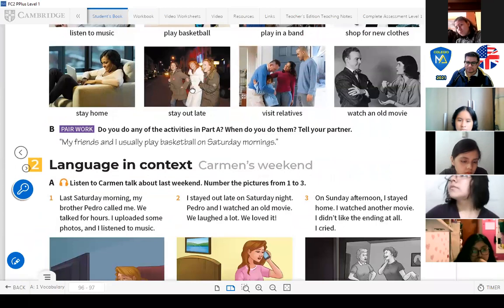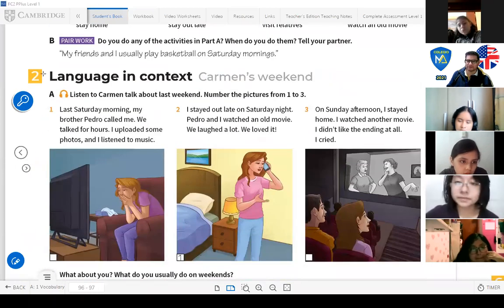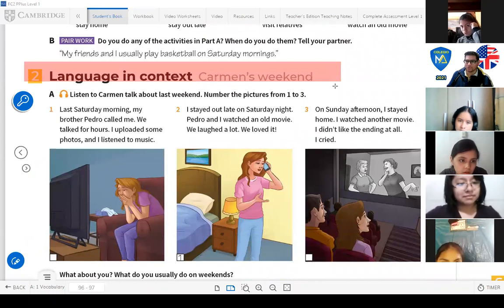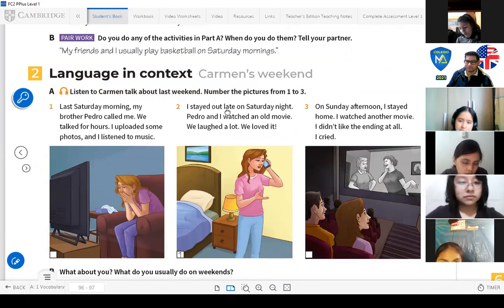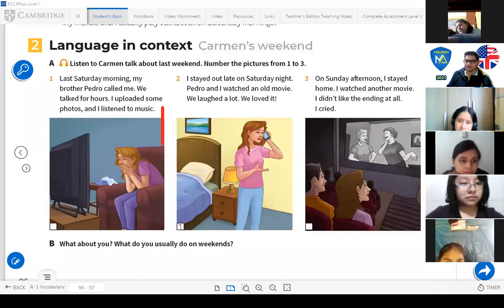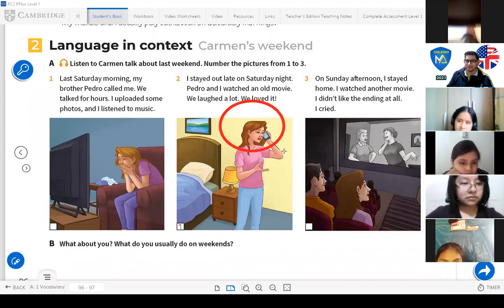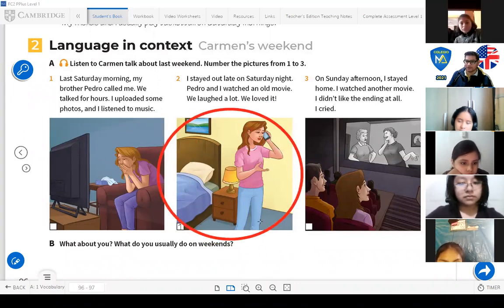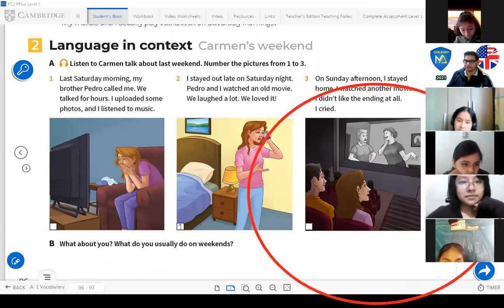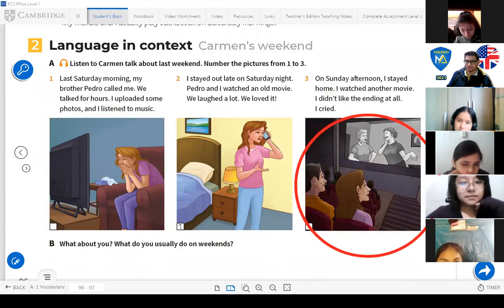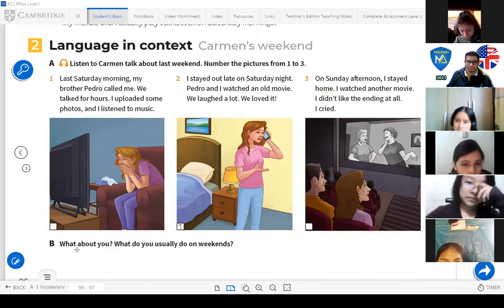Now pay attention here. Here it says the language in context, Carmen's weekends. Letter A, listen to Carmen talk about last weekend. Number the pictures from 1 to 3. Here we have that this activity is number 1. Carmen is talking by cell phone with someone. And now what about this? What number is this? This could be number 2 or 3. And in the same way, what number is this activity? You have here the activities. So pay attention.